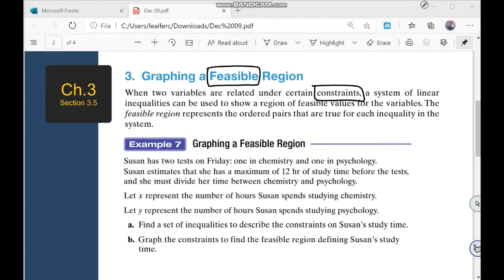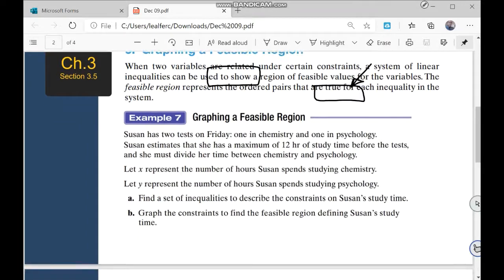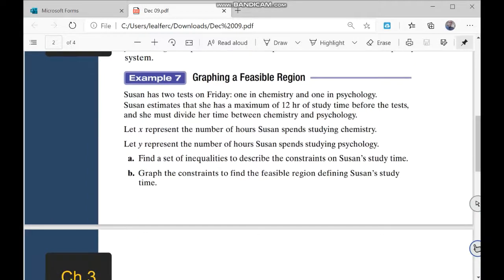It's not too hard. Think about a synonym for constraint, another word for constraint. Constraint is limitations, the restrictions, the boundaries. Okay? Let's apply this to this example. Graphing a feasible region. Okay? And the example is something that is related to you. Look at that. It's a situation that you might face.